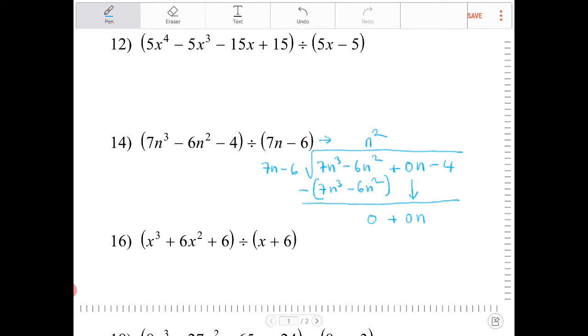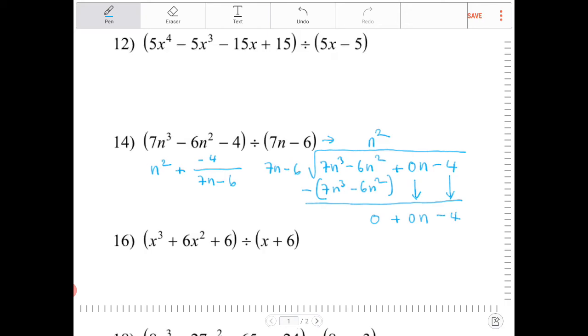Okay? Actually, that looks like the end of the problem, because what do I have to multiply 7n by to get 0? Nothing, right? So the only thing I get is minus 4. So this whole thing reduces to n squared plus negative 4 over 7n minus 6. That was a really quick problem. I was not expecting that.